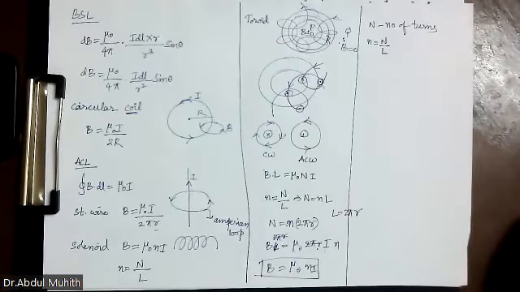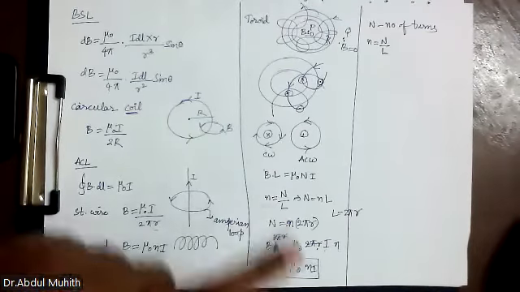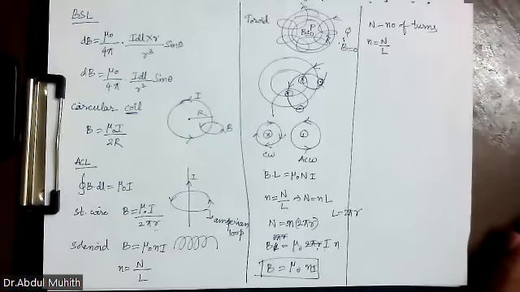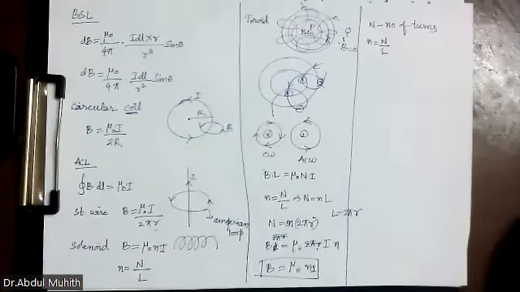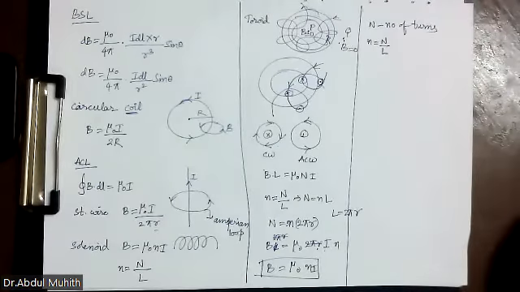Now that completes all 4 cases: circular coil, straight wire, solenoid, and toroid. All the 4 concepts we have done. Now, the next one is force between 2 parallel conductors and the ampere. This is again one more derivation. I'll do it on a separate page.